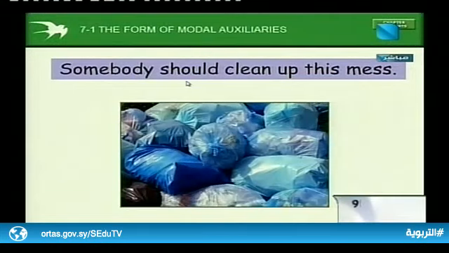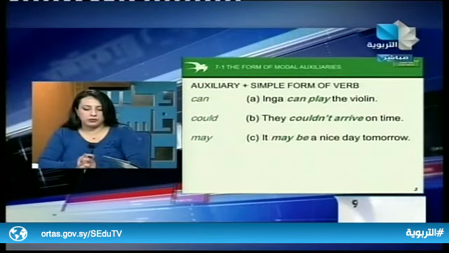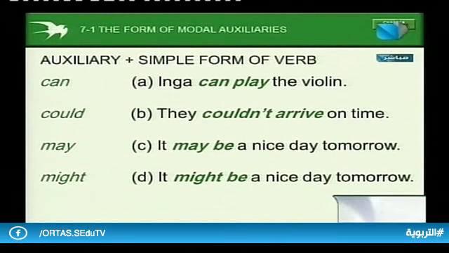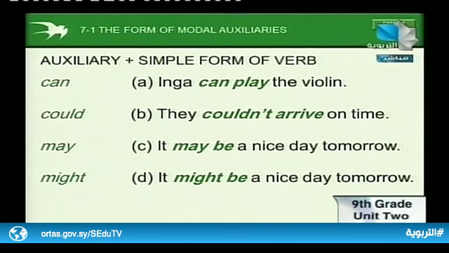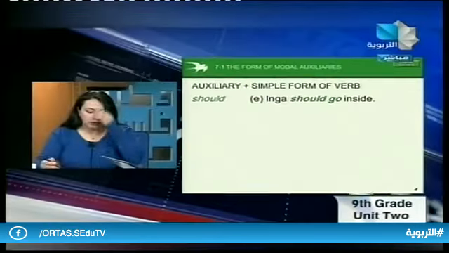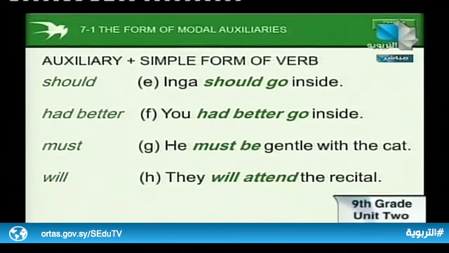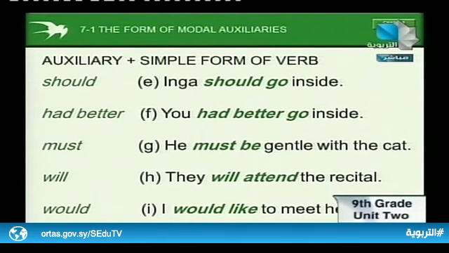Now about the form of auxiliary verbs. We should pay attention that after using the modal verbs, we use the simple form of the verb. So it's not ing, not s, not ed. For example, can. Inga, this is a name, can play the violin. Could, they couldn't arrive on time. May, it may be a nice day tomorrow. And might, it might be a nice day tomorrow. We can have many examples that show that we can use the simple form of the verb. Should, had better, must, these are examples.